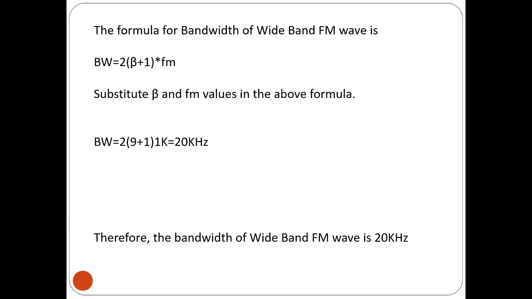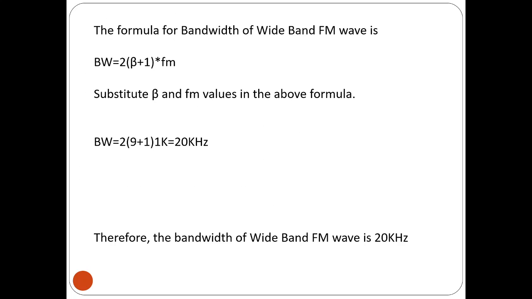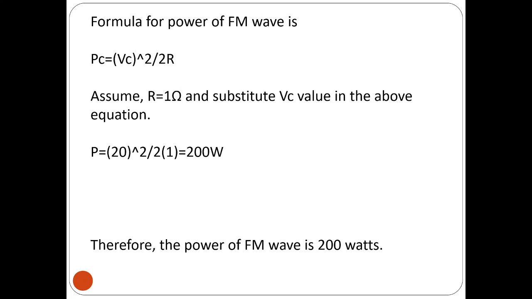So whenever the FM equation is given, compare it with the standard equation. By comparing it with the standard equation, we get Vc, beta, the frequency of carrier signal and the frequency of modulating signal. Once we get all these values, we can use the different formulas and find out the required values.